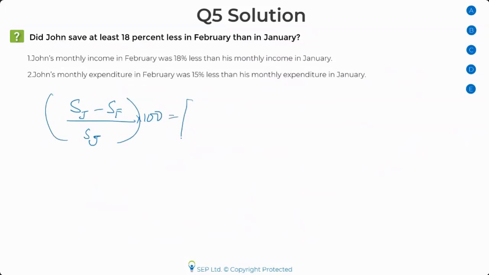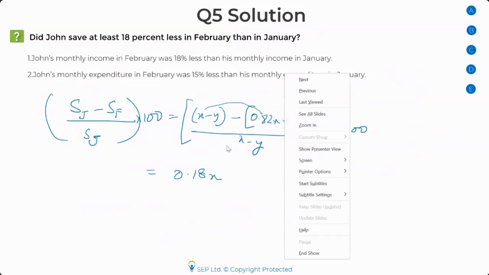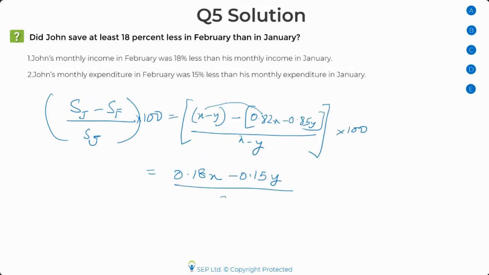Saving here was X minus Y. This was (0.82X minus 0.85Y) by (X minus Y) times 100. If you subtract these two, you'll get 0.18X. Minus of minus is plus, and minus Y would give you minus 0.15Y by (X minus Y) times 100.